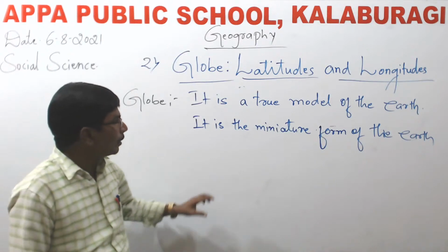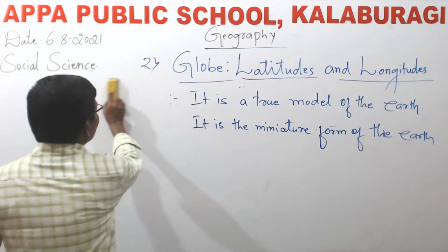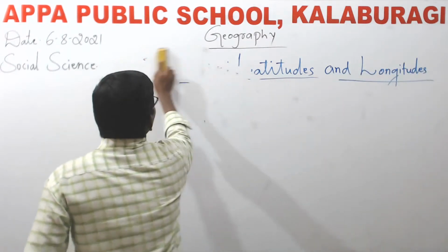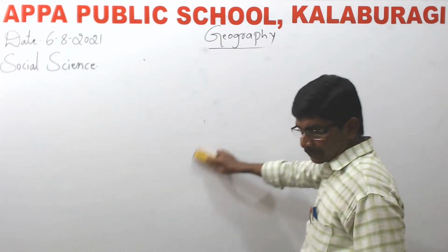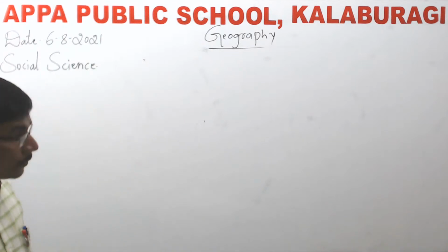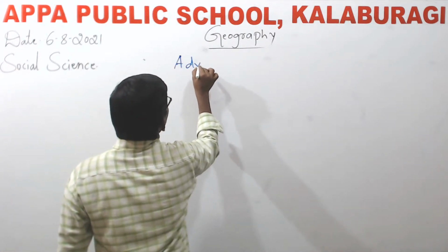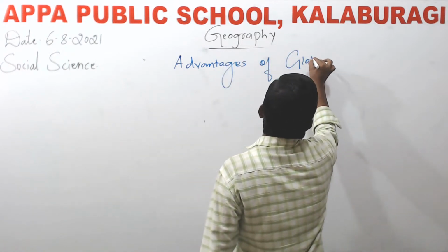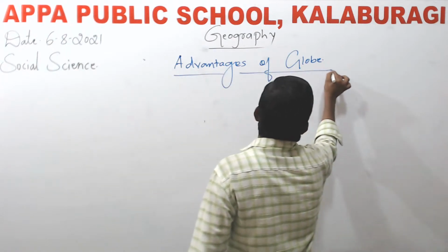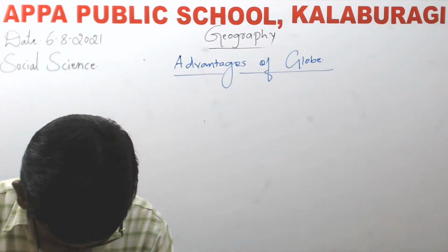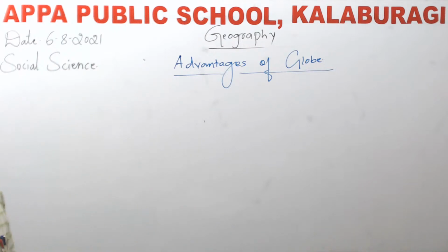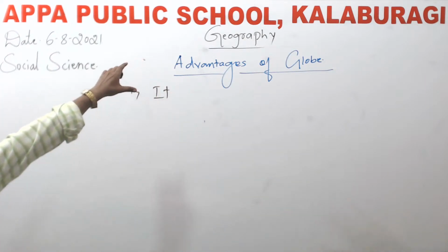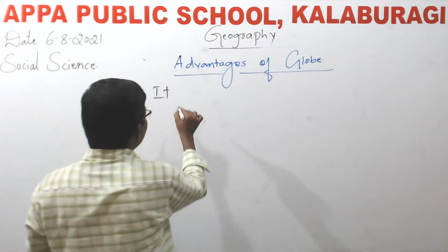Before explaining the globe, let us see the advantages and disadvantages of the globe. Now we are going to discuss the advantages of the globe. Advantages means, what are the benefits of the globe? Let us see. First one: it correctly represents the shape of the earth.